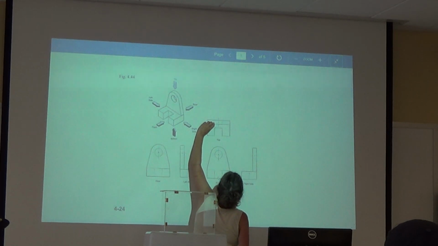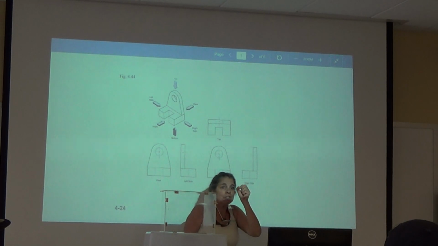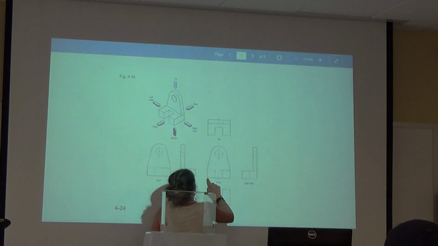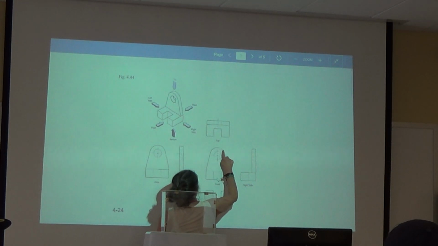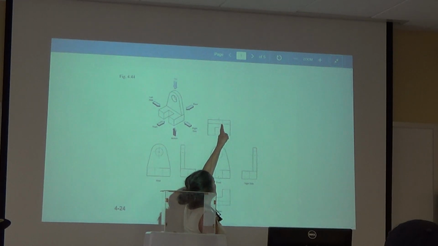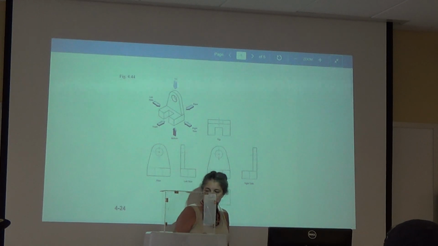So does anybody know what these lines are called? They're dashed, and they're called hidden lines. These lines are called visible or object lines, and the lines of edges you can't see, but you want to represent are the hidden lines.